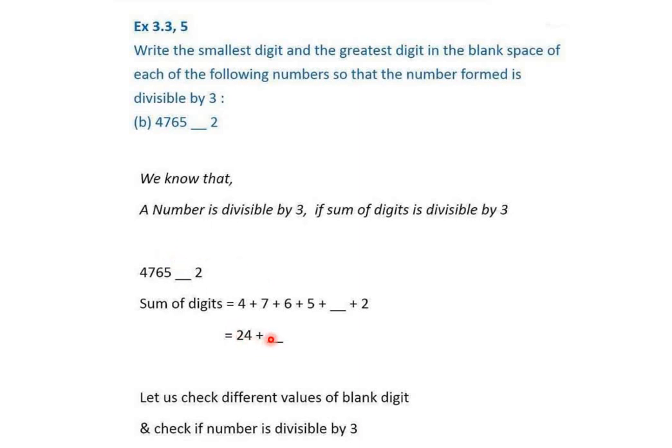So 0 to 9 in a sequence, we are going to take all the numbers and get all the answers. Now among these answers, whatever number is divisible by 3, we are going to write yes for that. And from that yes, the smallest number we are going to pick up and the greatest number we are going to pick up.